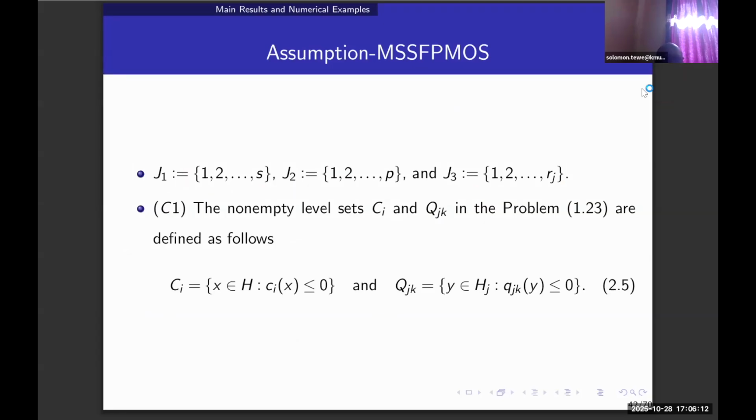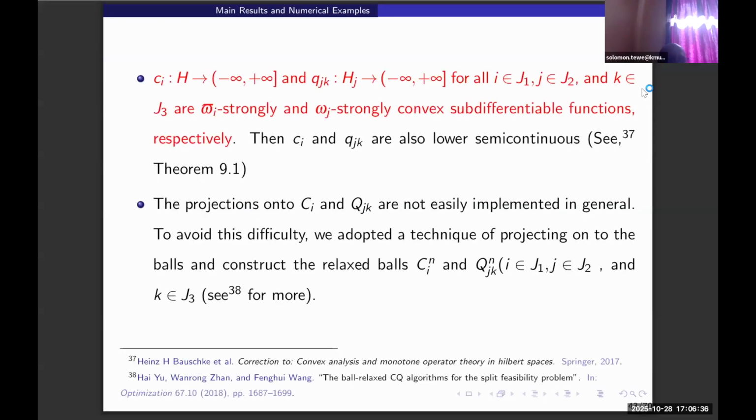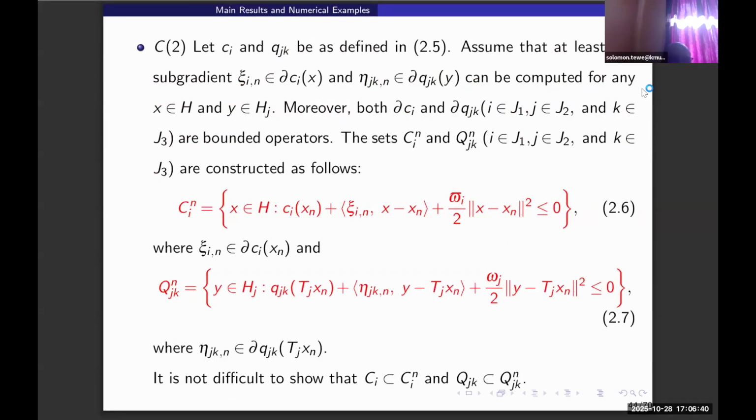And the other method, as I have mentioned before, is the split feasibility problem with multiple sets. So we have considered a number of conditions listed here, where we consider the closed convex sets Ci and Qjk given here, but we try to change them into equations 2.6 and 2.7, so that it will be a half space, which is a special closed convex subset. And we can mathematically show that our Cin is a larger set which includes Ci, and our Qjkn also includes Qjk. So this is where we consider the level sets, strongly convex sets.